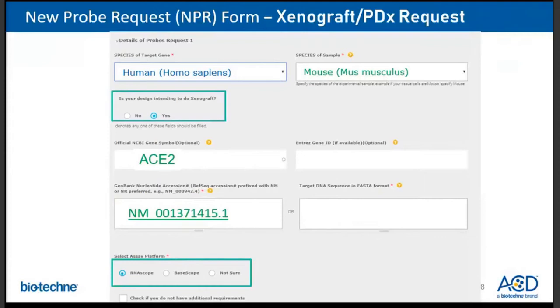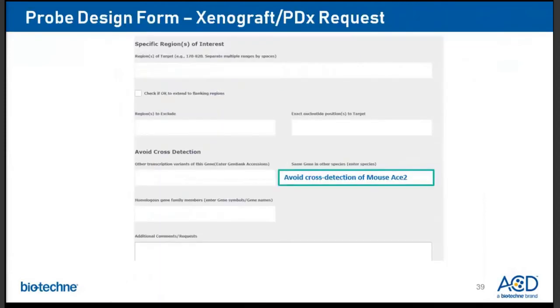Xenograft for RNAscope. And more importantly, the customer wants to let us know that we should avoid cross-detection of mouse ACE2. We have a probe in our catalog called human ACE2, which does not cross mouse, written as HS ACE2, no cross MM.